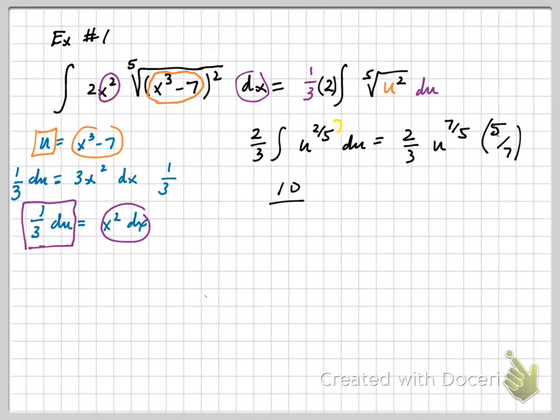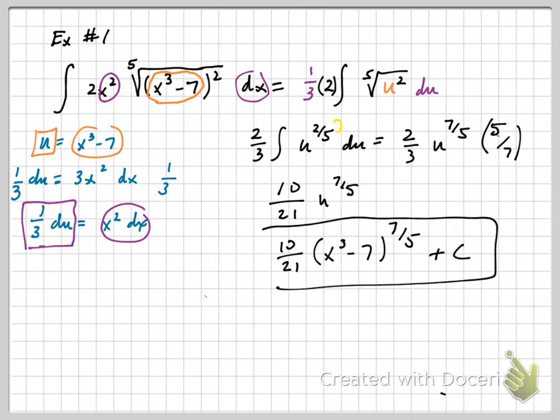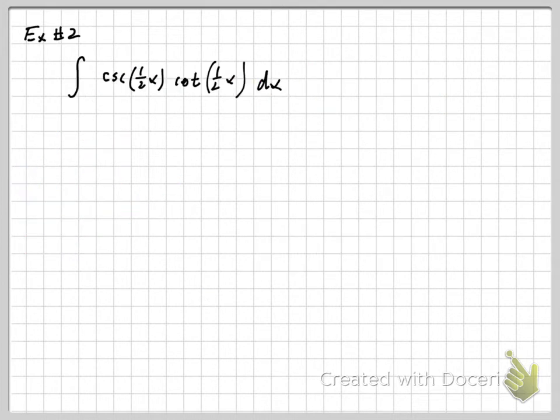This is going to work out to be 10/21 u to the 7/5, but I have to resubstitute. So 10/21, and I would resubstitute. I have x cubed minus 7 to the 7/5 plus c. And there's your answer for this particular integral. Alright, so take a moment to look at that, stop it, copy it down. This will be in your notes that you need to turn in an example. Okay, so now we have another example, and again, it's based upon your guidance.